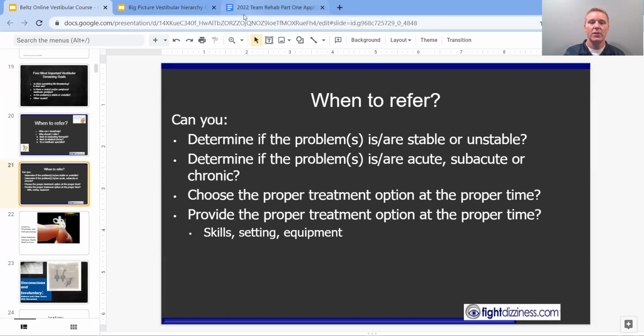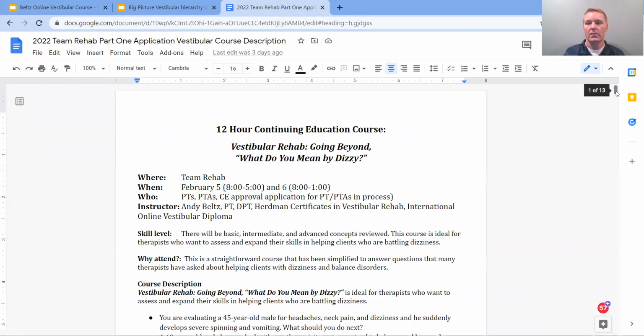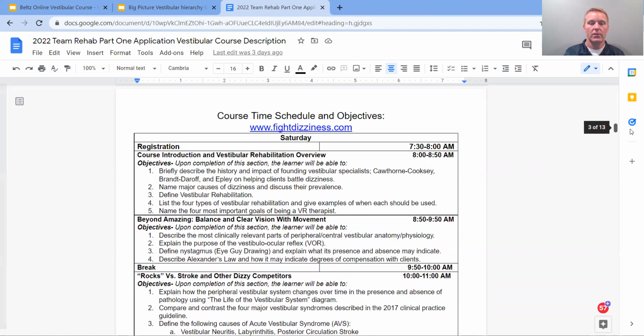Let's see if we have covered our objectives for the first part of this course. So for the first section, we wanted to briefly describe the history and impact of the founding vestibular specialists, Cawthorn, Cooksey, Brandt, Daroff, and Epley, on helping clients battle dizziness. And so you really learned in that part that vestibular rehabilitation has really only been performed since the late 80s to 1990s. And you learned the key names of individuals who provided that type of therapy.